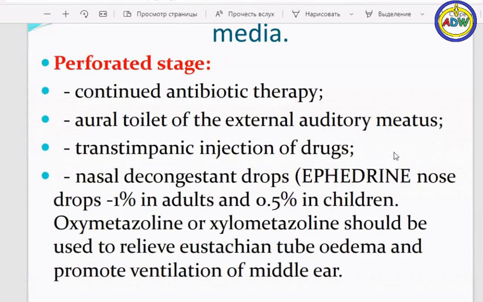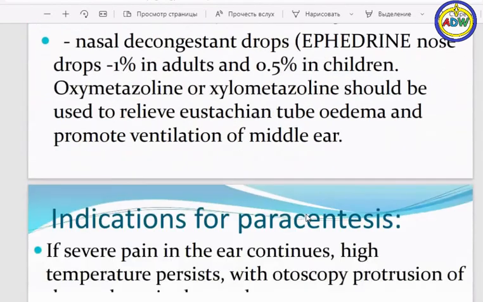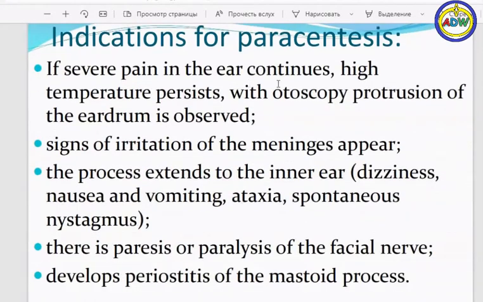Treatment of acute otitis media in the perforated stage also continues antibiotic therapy, oral toilet with sterile warm solution of the external meatus, and next drugs, we use drops which contain antibiotics, nasal decongestant also, and indications for paracentesis.